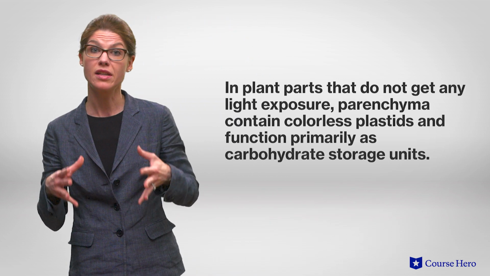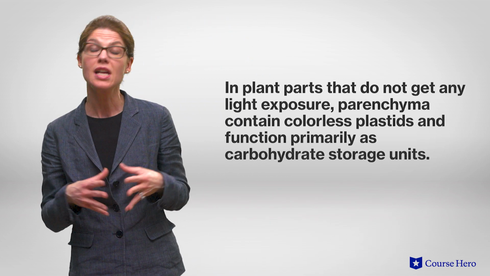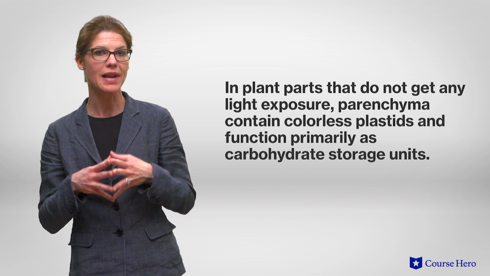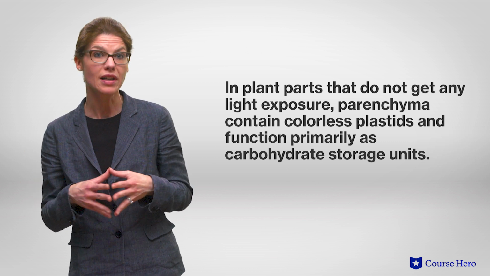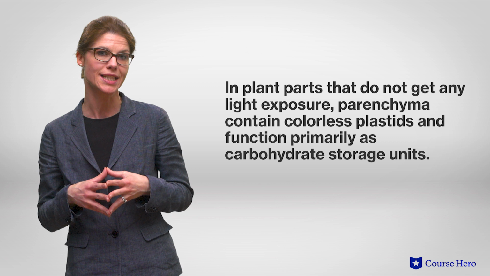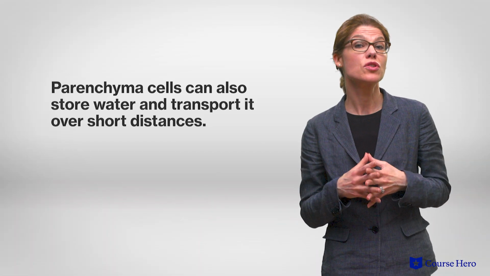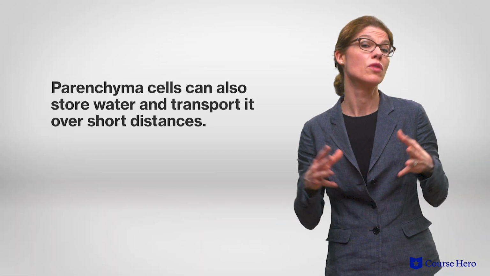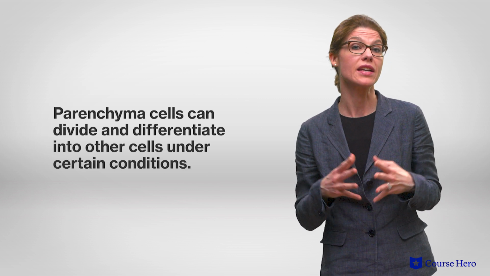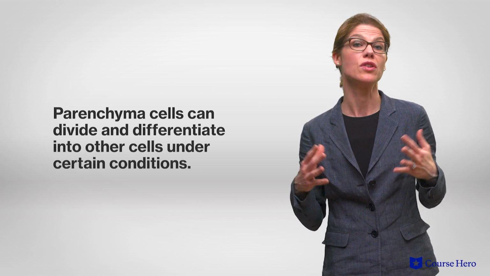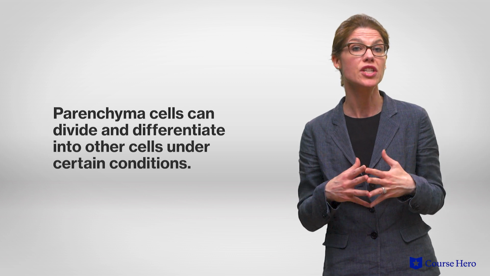In plant parts that do not get any light exposure, parenchyma contain colorless plastids and function primarily as carbohydrate storage units. Parenchyma cells can also store water and transport water over short distances. Parenchyma cells are living cells, meaning they can divide and differentiate into other types of cells under certain conditions, like during wound repair.